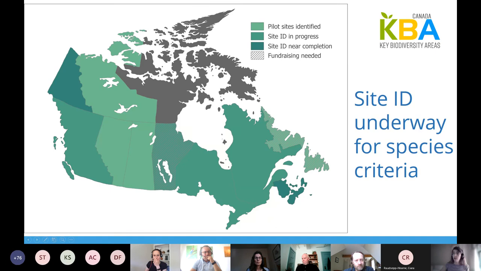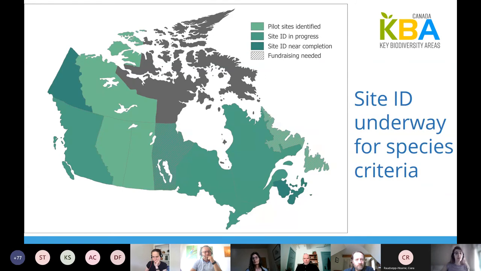In Yukon, we have identified a set of sites that's likely close to all of the sites for these criteria in that area. Same with Atlantic Canada, we've nearly identified all of the sites for species based on the data we have available right now. Atlantic Canada being New Brunswick, Nova Scotia, and PEI, excluding Newfoundland and Labrador for now.